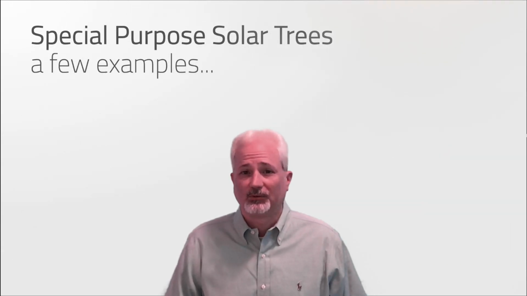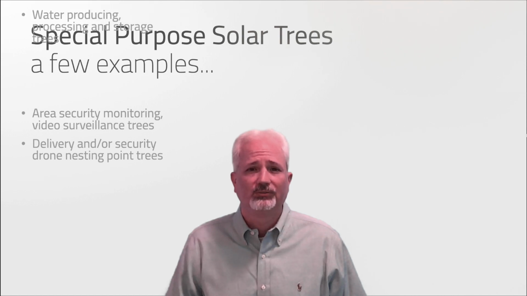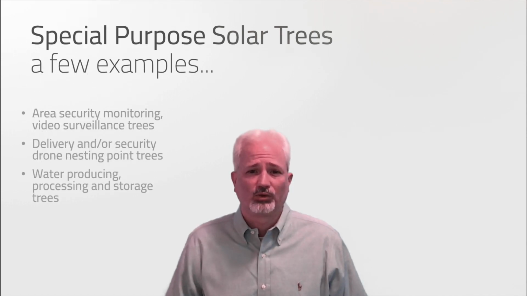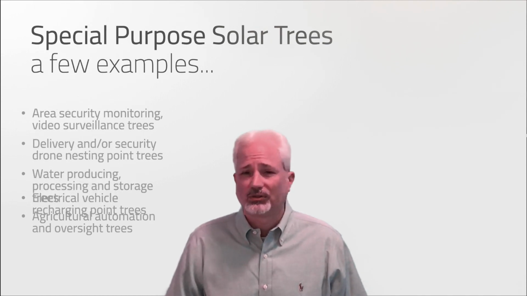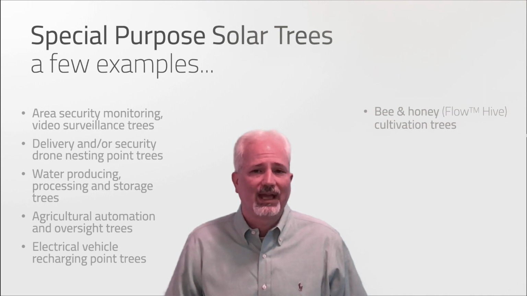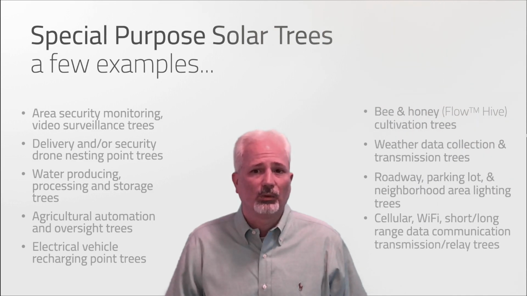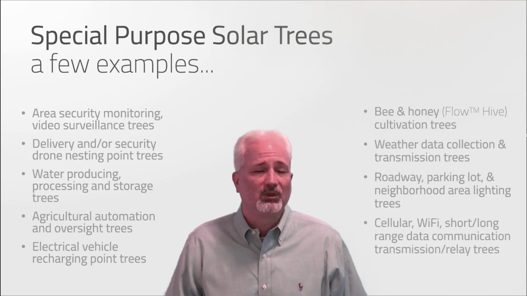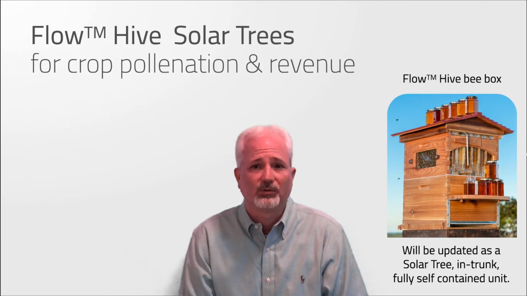Let's take a look at a few examples of special purpose solar trees. Area security monitoring video surveillance trees, delivery and/or security drone nesting point trees, water producing, processing, and storage trees, agricultural automation and oversight trees, electrical vehicle recharging point trees, bee and honey flow hive cultivation trees, weather data collection and transmission trees, roadway, parking lot, and neighborhood area lighting trees, and finally, cellular, Wi-Fi, short or long range, data telecommunications, transmission or relay trees.